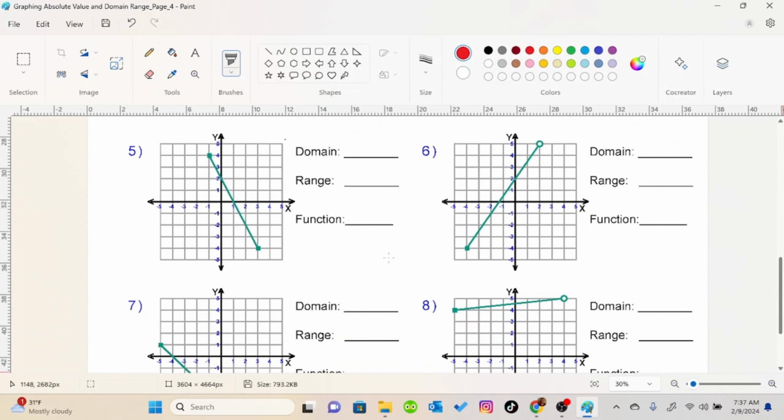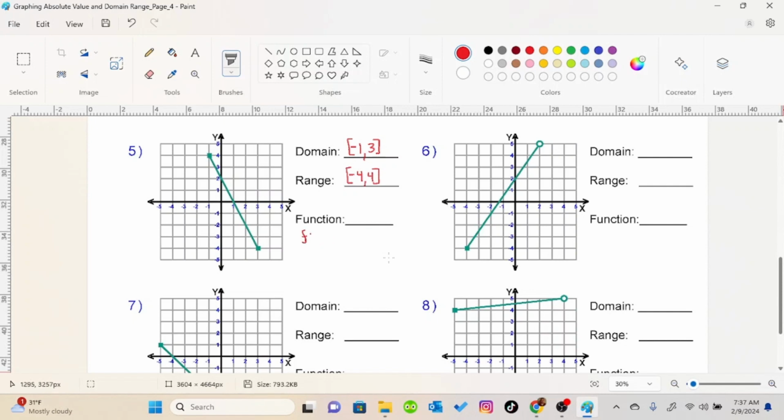Number 5. The domain starts at x equals -1, included because of the solid point, and goes until x equals 3, included because of the solid point. Our range starts at y equals -4, included because of the solid point, and goes until y equals +4, included because of the solid point.